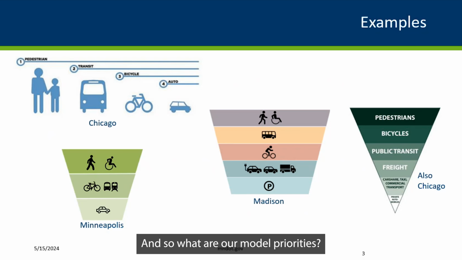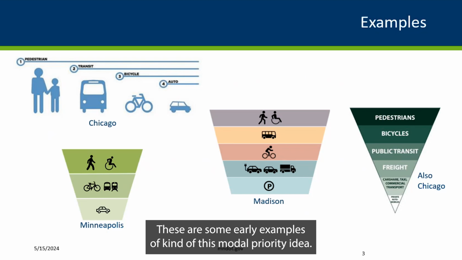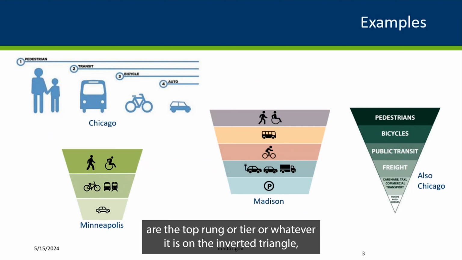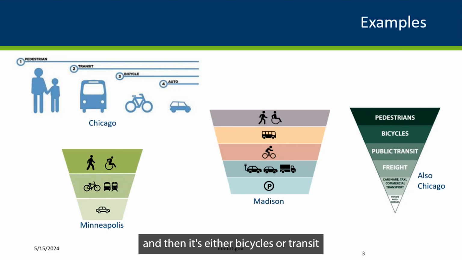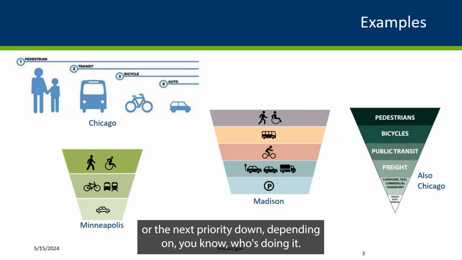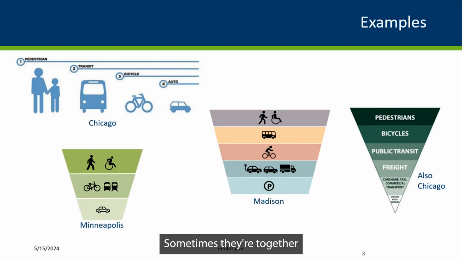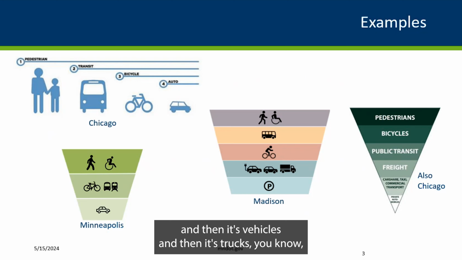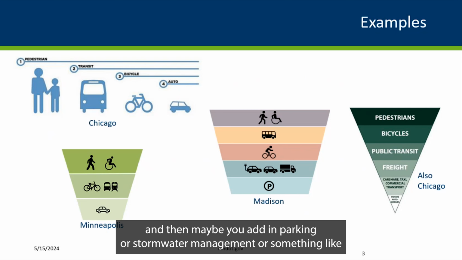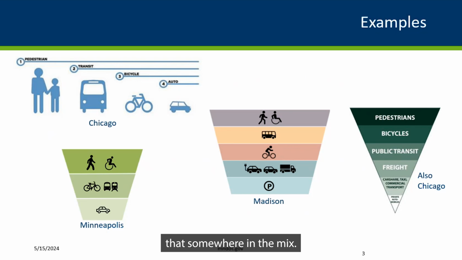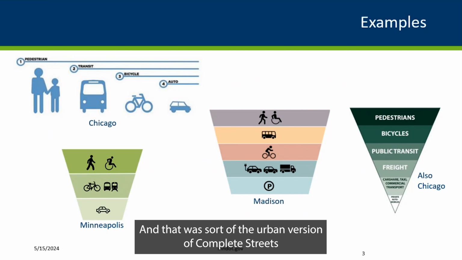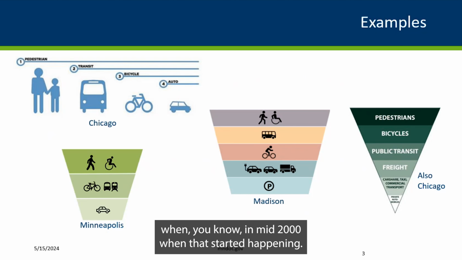What are modal priorities? These are some early examples of this modal priority idea. These are all from cities, and that's noteworthy. What they usually look like is pedestrians at the top rung or tier on the inverted triangle. Then it's either bicycles or transit as the next priority down, depending on who's doing it. Sometimes they're together. Then it's vehicles, then trucks, and then maybe you add in parking or stormwater management somewhere in the mix. That was the urban version of Complete Streets when this started happening in the early 2000s.